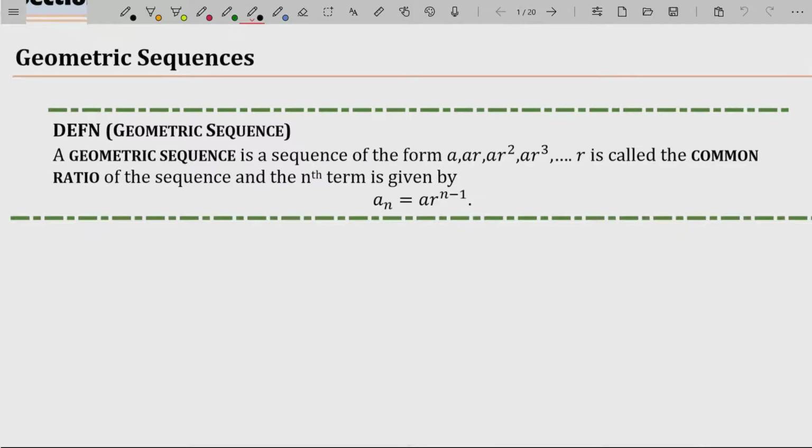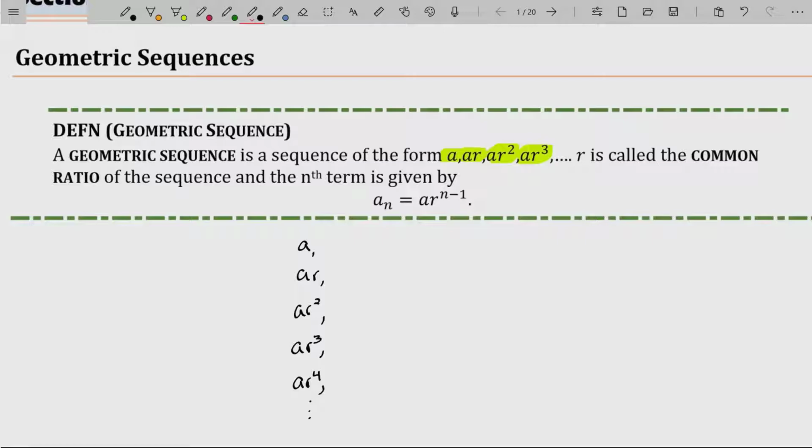A geometric sequence is a sequence of the form a, ar, ar squared, ar cubed, and so on and so forth all the way down the line. If you notice, each time you're placing a term into that sequence, you're actually just multiplying the previous term by r. So you get something that looks like this, and so on down the line. Very easy pattern, very nice.